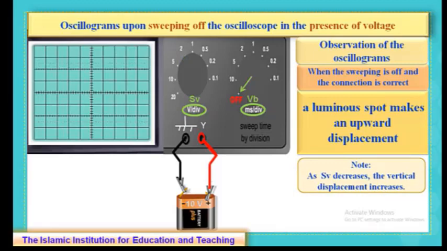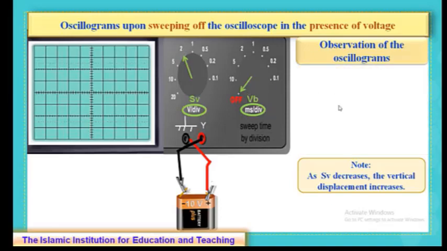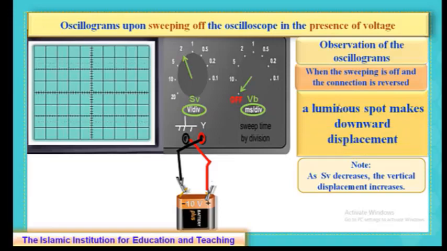Now, if we reverse the connection of the oscilloscope, the phase terminal is connected towards the negative pole of the dry cell and the ground terminal is connected towards the positive pole of the dry cell, we notice that the luminous spot moves downward and it starts to move downwards more and more as the SV decreases until it becomes unseen at 2 volt per division. So, when we sweep off the oscilloscope and the connection is reversed, a luminous spot makes a downward displacement.